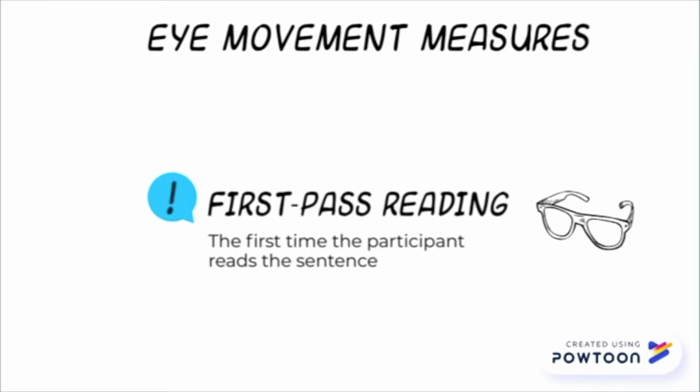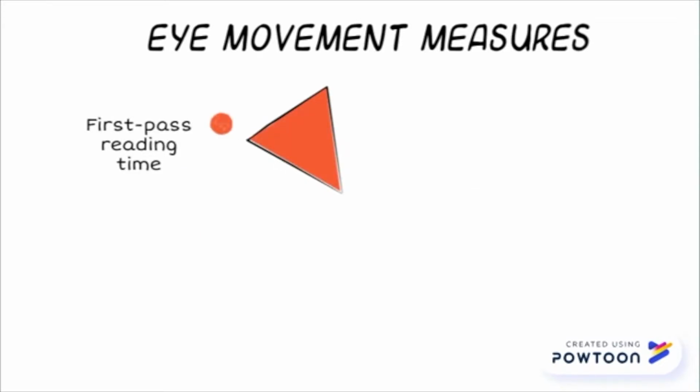In this study, 5 different types of eye movements were measured. First pass reading is the first time the participants read the sentence. First pass reading times is the total duration of all the fixations on a region from when it is first fixated until the eyes leave the region during first pass reading.